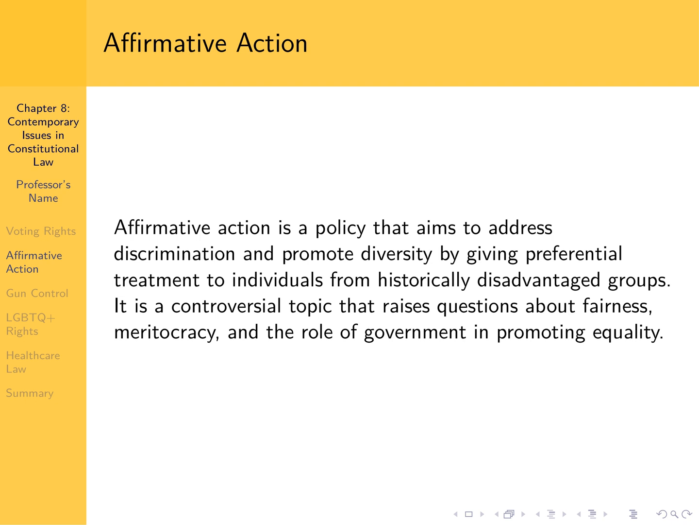In conclusion, affirmative action remains a complex and contentious issue that requires careful consideration of its impact on fairness, meritocracy, and the government's role in promoting equality.